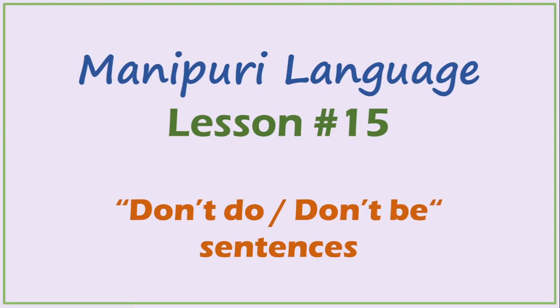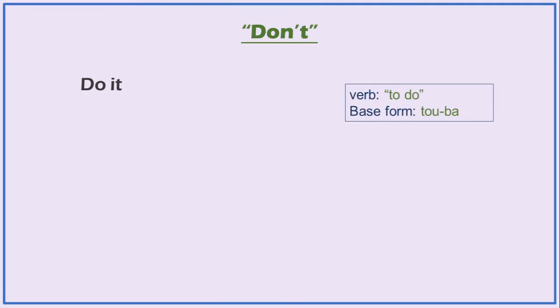Hello, this is lesson number 15 on sentences of the form don't do or don't be. And before that, we will have a look at sentences of the form do it, which is in the imperative form. These kinds of sentences we have discussed in lesson number 9. So, you add o or ro suffix. So, tauo or tauro. This is in the imperative form.